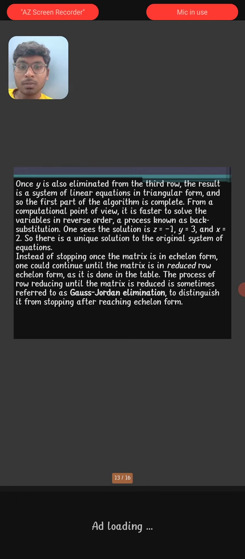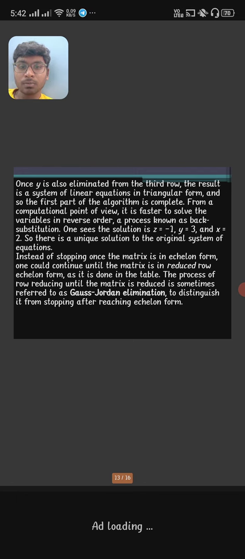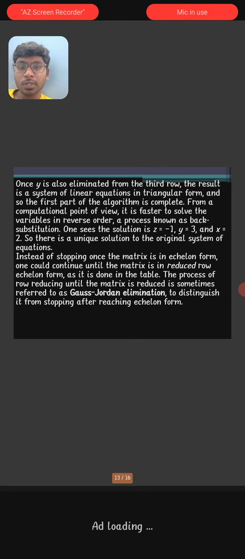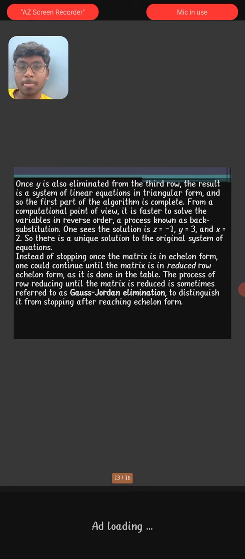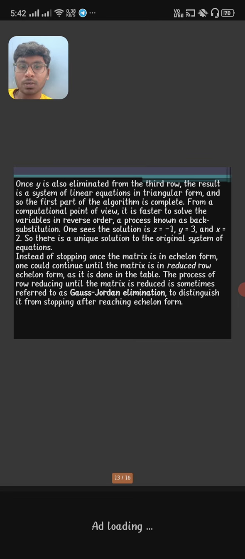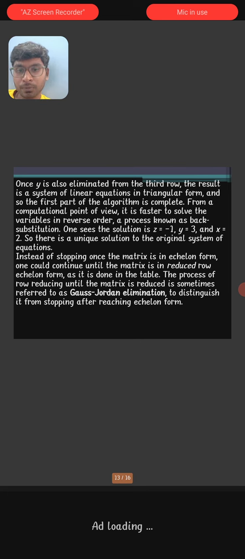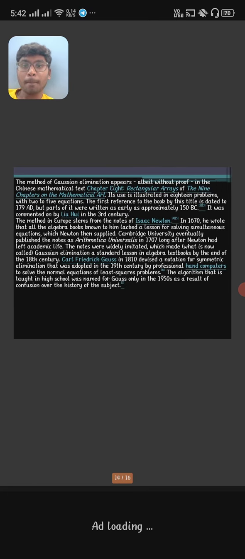Instead of stopping once the matrix is in echelon form, one could continue until the matrix is in reduced row echelon form, as it is done in the table. The process of row reducing until the matrix is reduced is sometimes referred to as Gauss-Jordan elimination, to distinguish it from stopping after reaching echelon form.